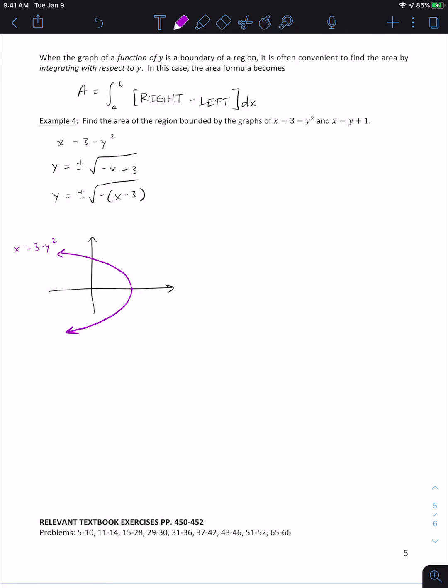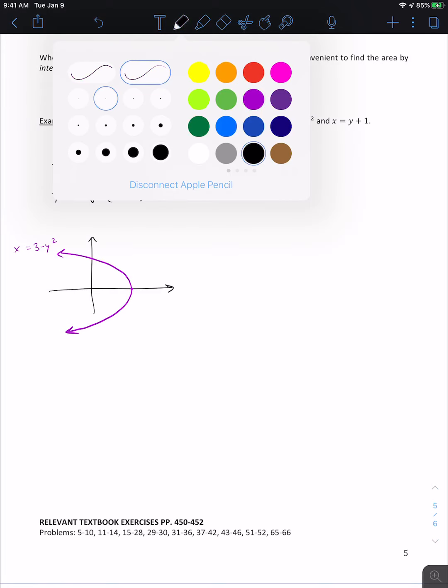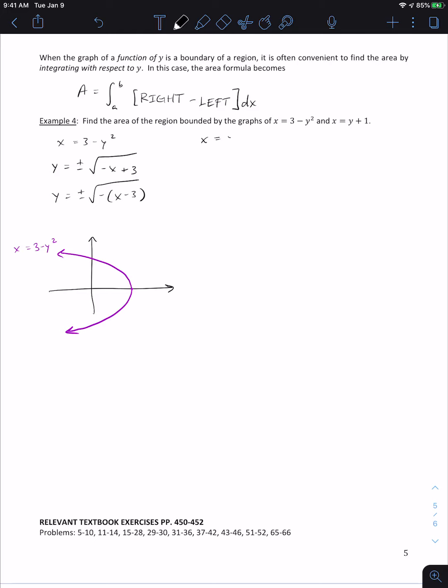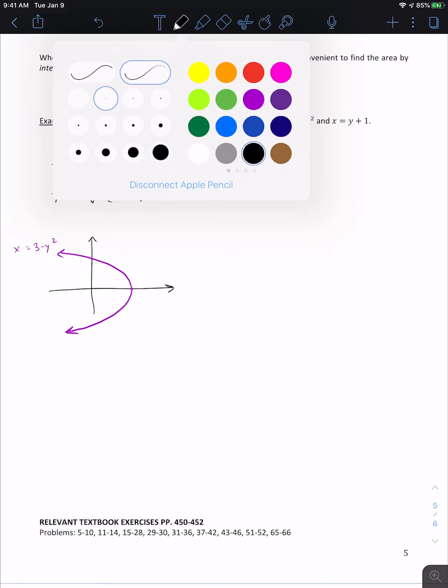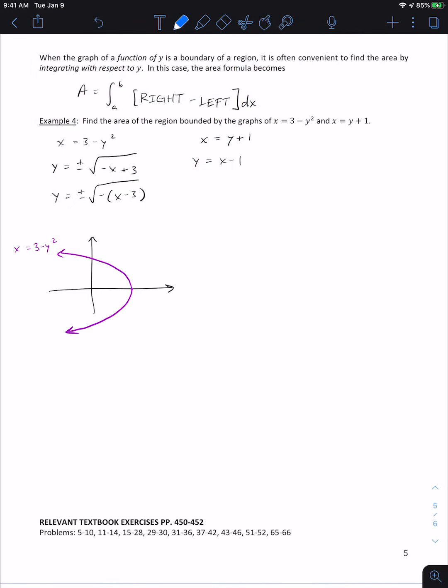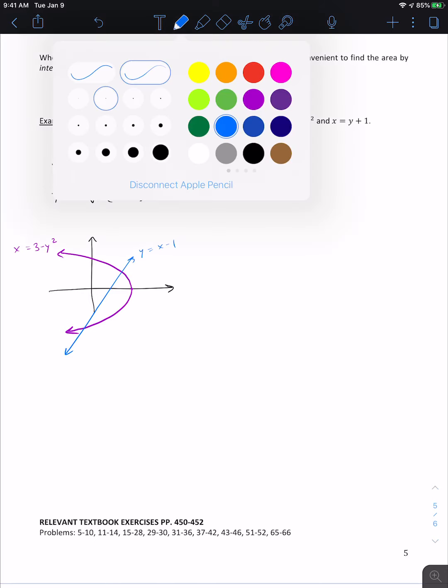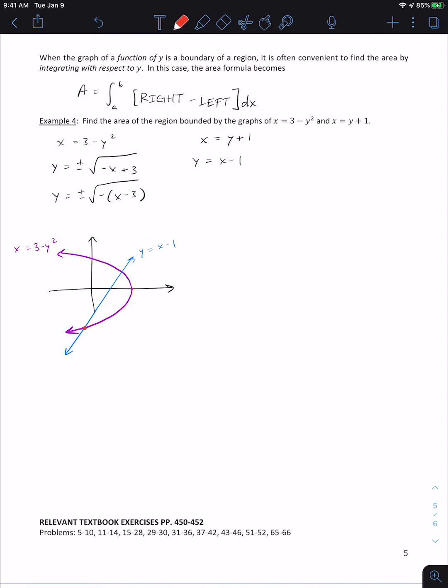So now the other one is a little bit easier, right? It's x equals y plus 1, so that just means y equals x minus 1. And again, that's just a graph of slope 1, y-intercept negative 1. So that looks like this graph right here. So this is y equals x minus 1. So this is going to be an intersecting point, and this is going to be an intersecting point.